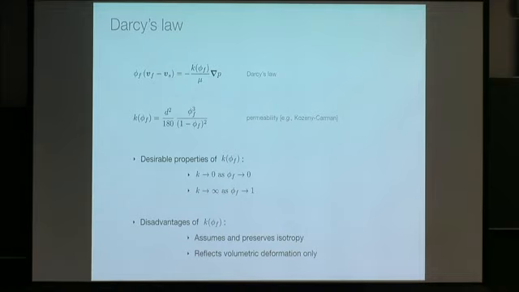So just two notes. Disadvantages of assuming that the permeability is a function of the porosity are that we're assuming that this permeability field is isotropic, and we're assuming that the deformation preserves isotropy, because the porosity doesn't capture anything about distortions of the solid skeleton. It only captures changes in volume. So that means that if your deformation is such that you should get an anisotropic permeability field as a result, you can't represent it like this. So it reflects volumetric deformations only. So shear deformations have no influence on the permeability if your permeability is only a function of porosity. So just a note.